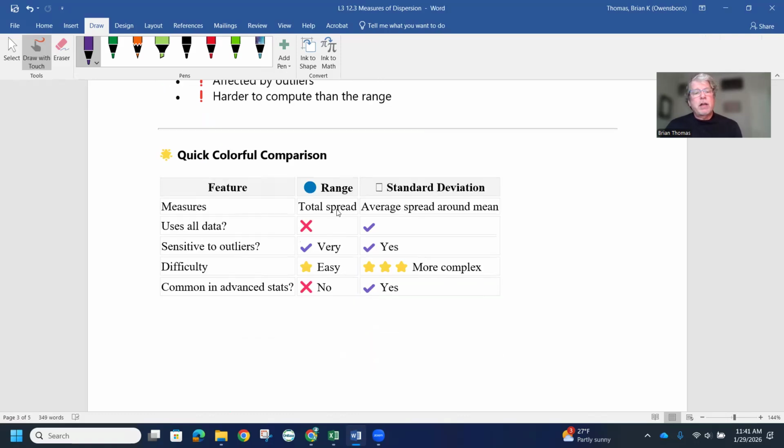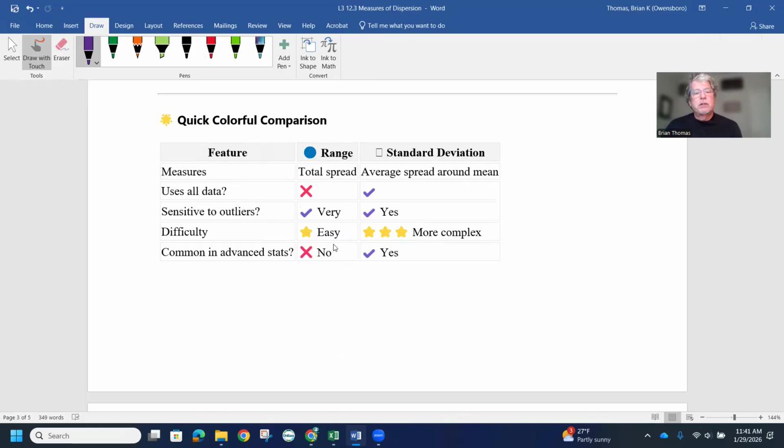So the range does the total spread, but the standard deviation does the average spread around the mean. Notice how the range did not use all the data, but the standard deviation did. It's sensitive to outliers. Both of them were pretty sensitive, but the range was more sensitive. For difficulty, determining the range was a simple basic subtraction problem, but doing a standard deviation is much, much more complicated. So instead of doing it by hand, we'll probably lean more on technology. It's common to advanced stats; range, not so much, but if I take you to higher statistical math, the standard deviation is kind of the norm. We use it quite often in advanced statistics.